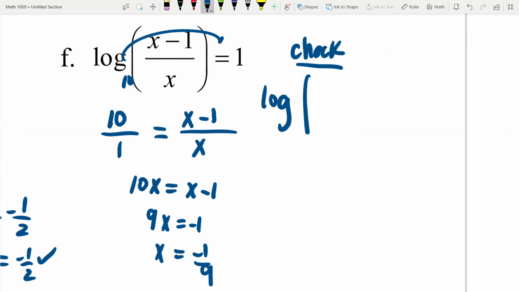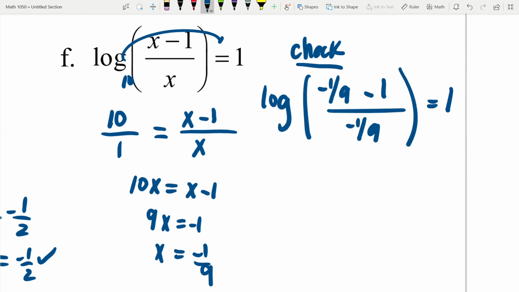Write the word check. I write it log of -1/9 minus 1 over -1/9 equals 1. I'm going to store that -1/9 in because it's going to be so much easier. Everybody go -1 divide 9, store, enter. Okay, then I'm going to put the left-hand side in my calculator and make sure I get a 1. Everybody go log. Now, listen. Look at the x minus 1 inside. You have to tell the calculator the whole thing's on top, so I have to do parentheses right there.